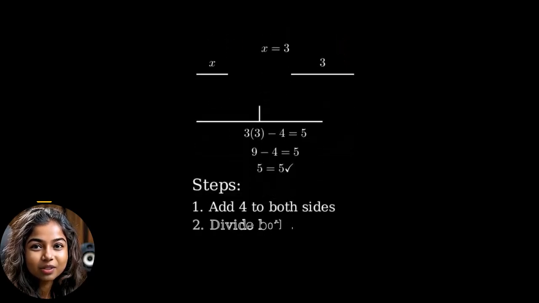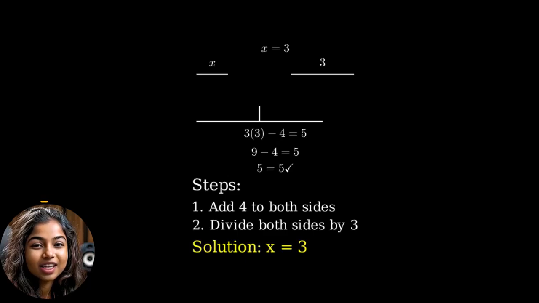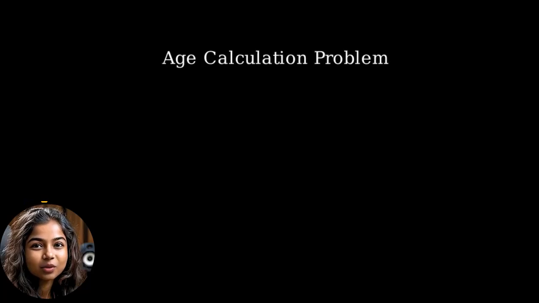In summary, we solved this equation in 2 steps. First, we added 4 to both sides to get rid of the subtraction. Then we divided both sides by 3 to isolate x. Our solution is x equals 3. Let's solve a simple age calculation problem.